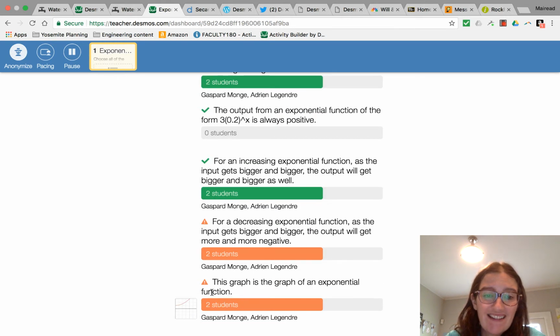And then the last one, sorry, I need to hide that down there. The last one we need to look at is that this graph is a graph of an exponential function. It's actually not. So although it's concave up, you can't determine that that's actually an exponential function. That in fact isn't. I graphed it and it's not an exponential function.